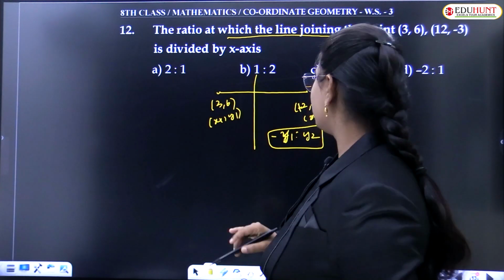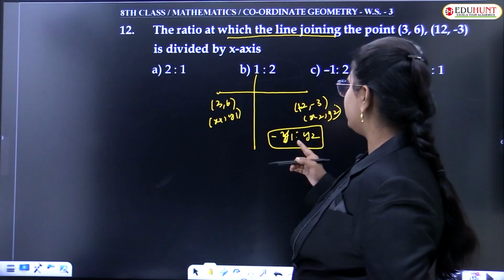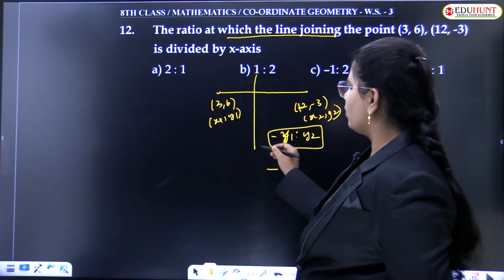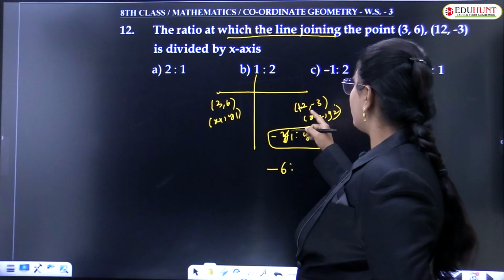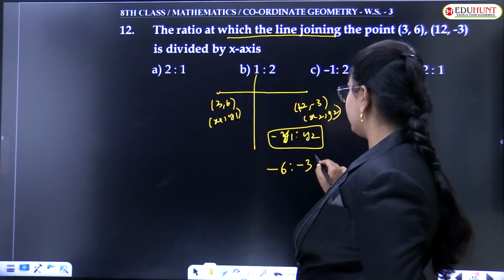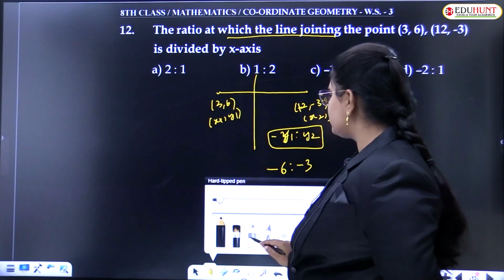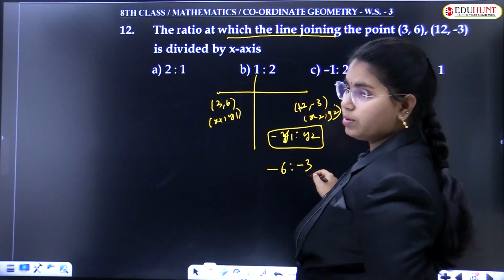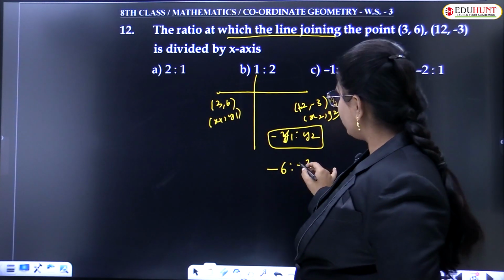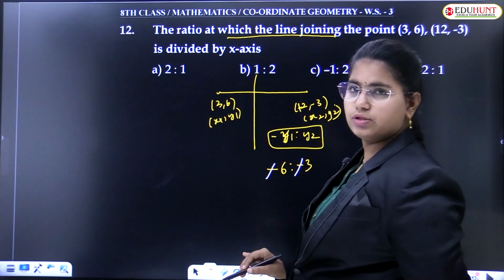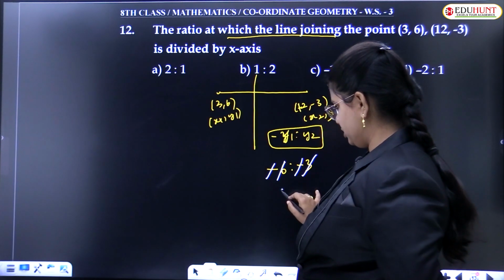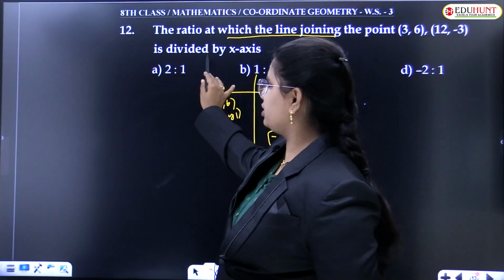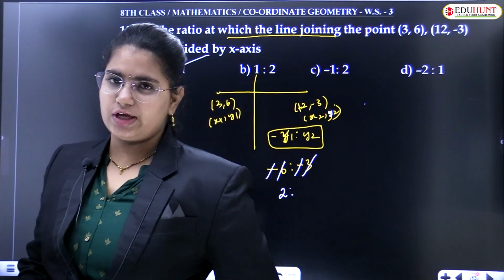So how is this particular thing being divided? 12, -3, and so what is y1 here? -6. What is y2 here? -3. Cancel the minus on both sides. But I cannot see -6, -3 in the options, right? So what am I going to do? Cancelling the minus on both sides, 3 1s, 3 2s, so it will become 2:1. What will be the answer? It's option A. It's very simple.